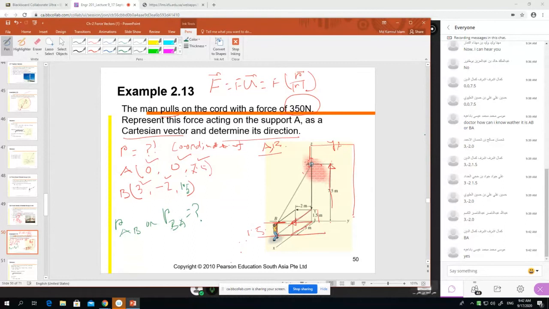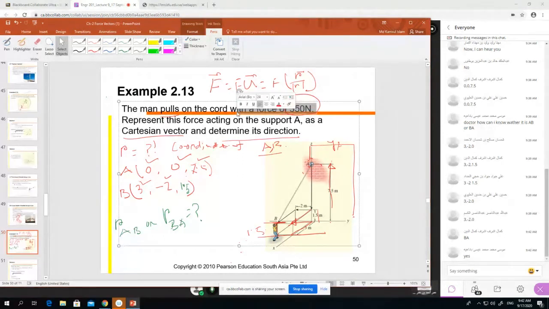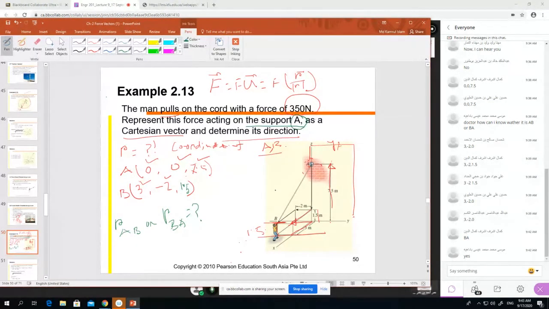Now look, what is the question? It is written there. Force is working. Now read the question carefully. The man puts on the cord like this. Represent this force acting on the support, acting on support A. So read this sentence very carefully. Always read the question very carefully. The force is working on A. They didn't ask for the force on B, so they are asking for the force on A.